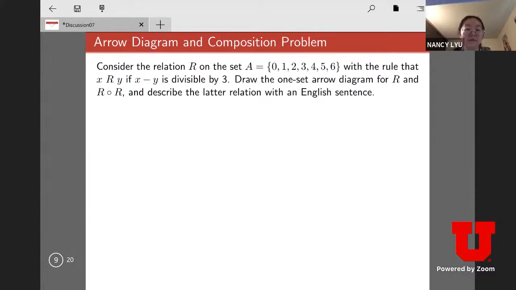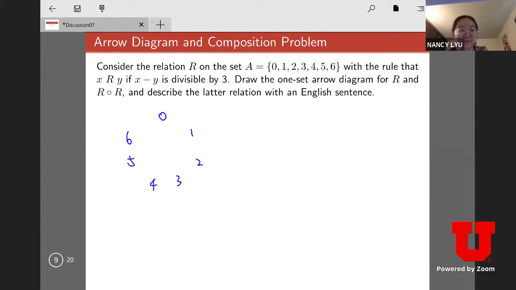Okay, the next problem. Consider the relation R on the set A with the rule that x relation R y if x minus y is divisible by 3. Draw the one set arrow diagram for R and R of R and describe the latter relationship with an English sentence. Let's do the first part, draw the arrow diagram of R. So I'm just going to write 0, 1, 2, 3, 4, 5, 6.